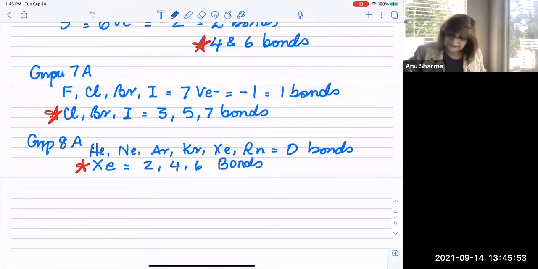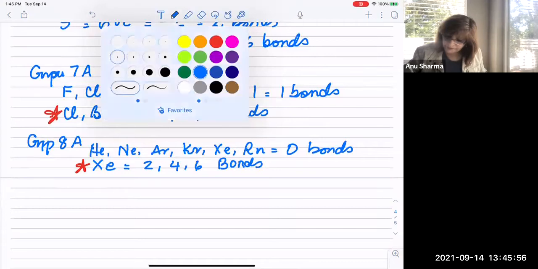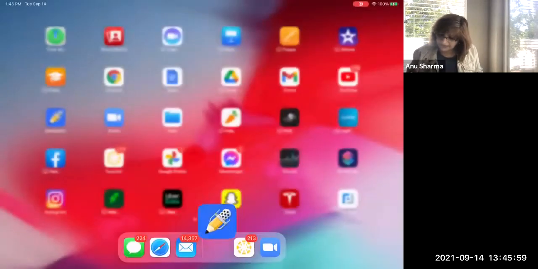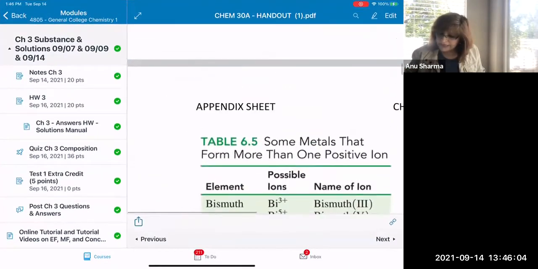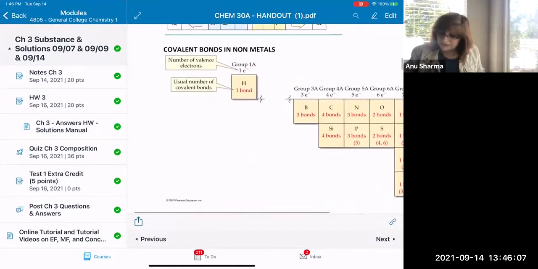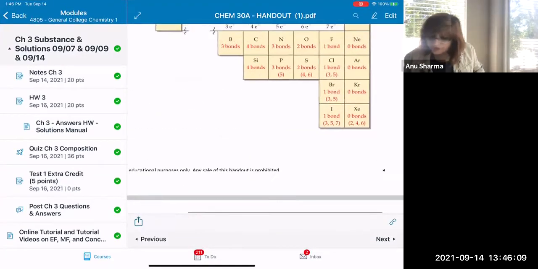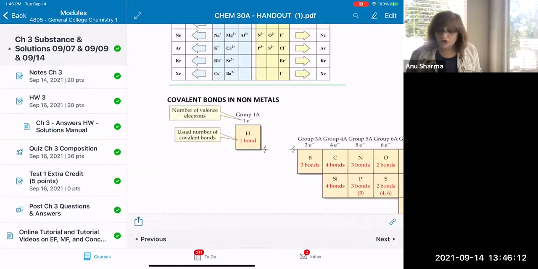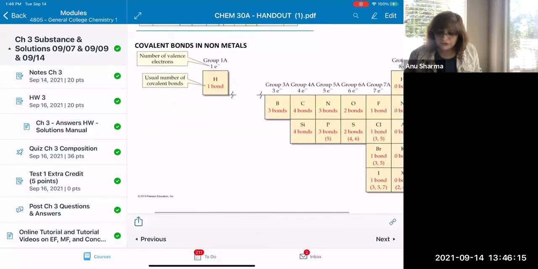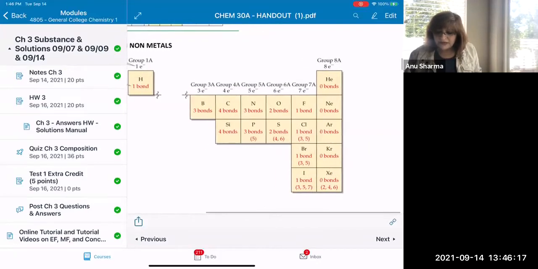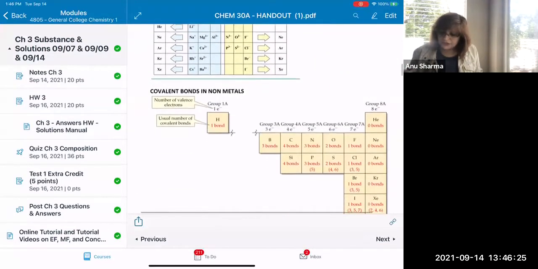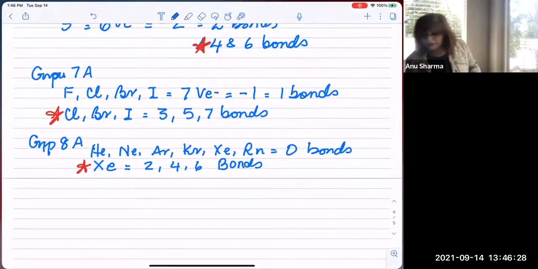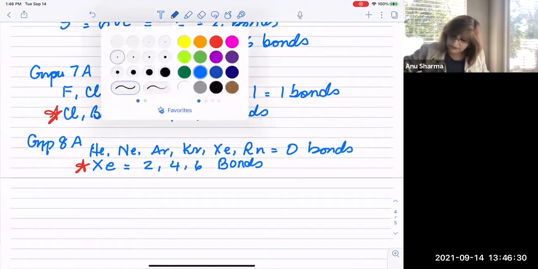Okay, where is all this information? In the handout. If you look at the handout, this is present on page 4. So here are the covalent bonds in nonmetals. Here you have the number of valence electrons, and all this information that I said is presented in this table right here. And the table that we talked about is also here. So you're welcome to use whatever works for you. But let's explain this further.